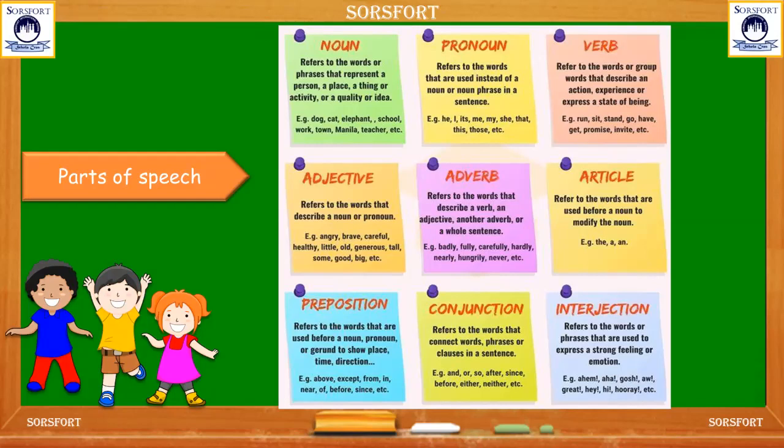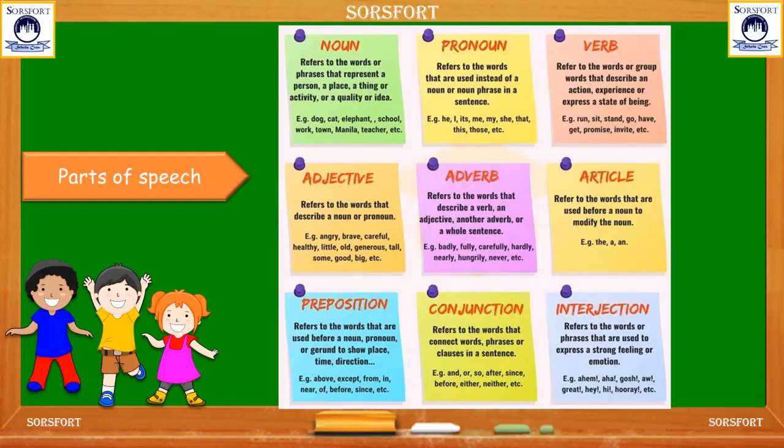Next is adjective. It refers to the words that describe a noun or pronoun. When we are talking about some person or place, when we are giving the description about the person, place, animal, or a thing, that word is called adjective. Adverb refers to the words that describe a verb, an adjective, another adverb, or a whole sentence. Like badly, fully, carefully, hardly, nearly, hungrily, never, etc. Now, article. Articles refer to the words that are used before a noun to modify the noun. Example, the, a, or an.